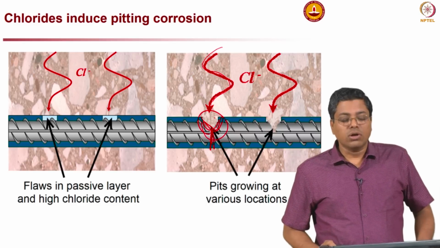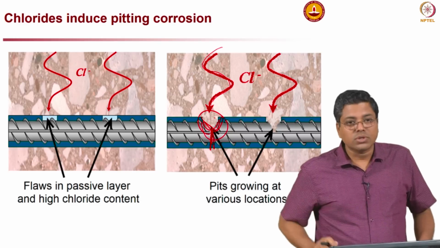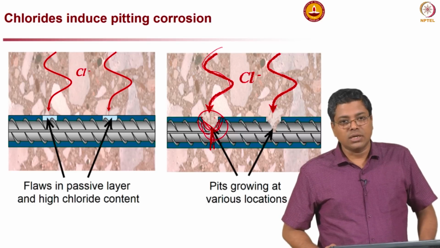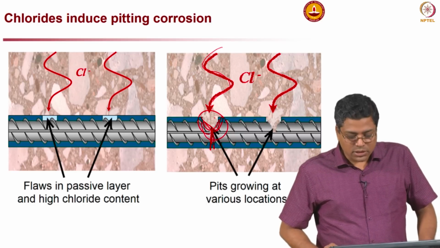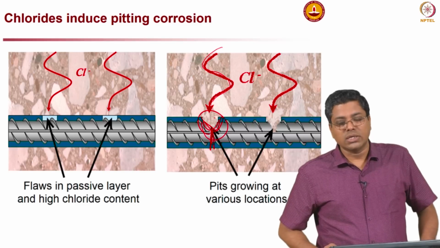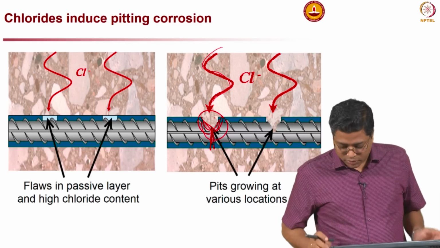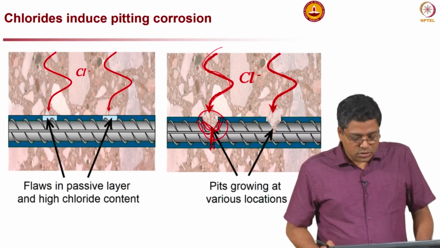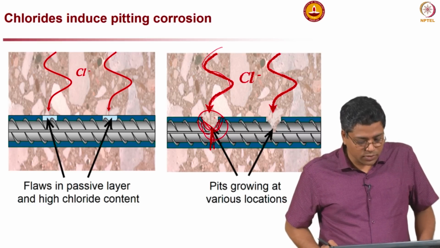It is not a good thing to see, because if you have uniform sectional loss, then it is relatively easier to detect the problem, and you can do an assessment. Here it is very difficult to assess the residual capacity of the structure, because you have this pitting happening at random locations. So, it is very difficult to assess the residual capacity because of this.